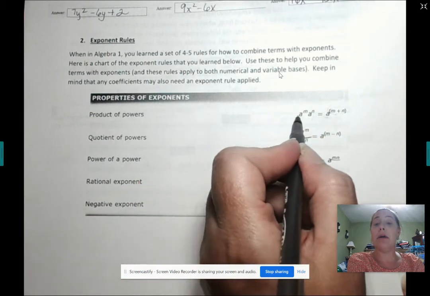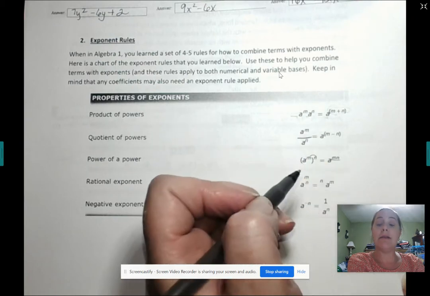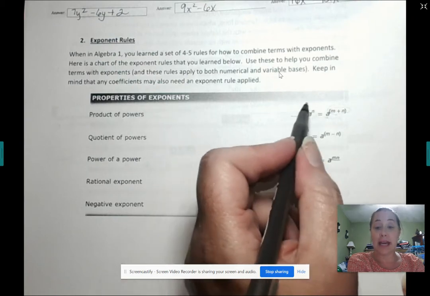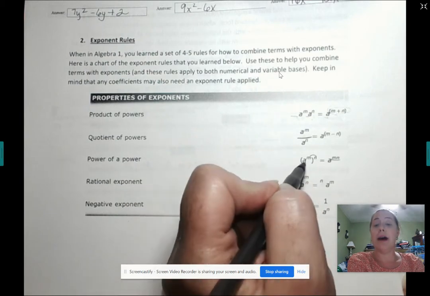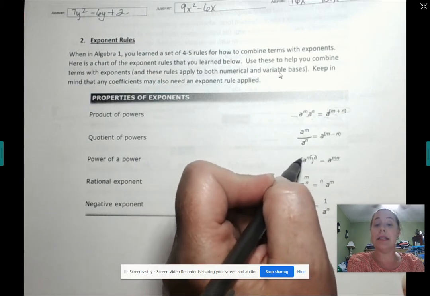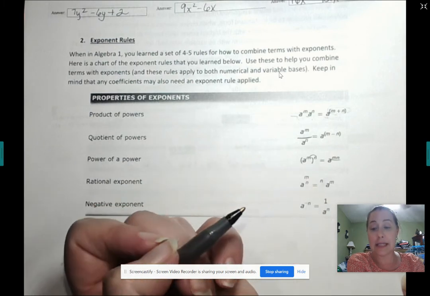Now, if there were coefficients in front of these variables, those, if it's multiplication, would be multiplied. If they were division, it would be divided. If you have a coefficient inside this parentheses raised to a power, you would need to raise that coefficient to that power.